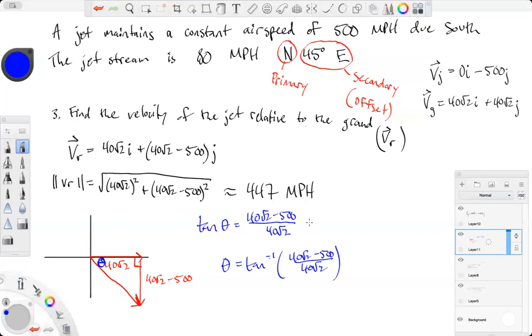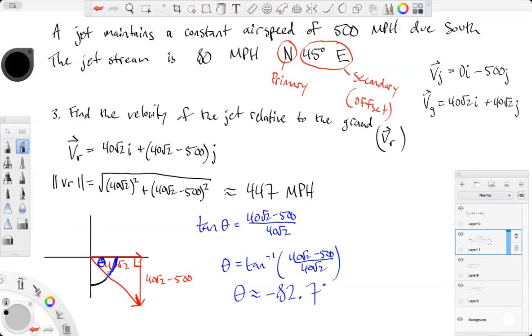And then we plug that into the calculator. We get that theta is approximately equal to negative 82.7 degrees. It makes sense that it's negative because we're in quadrant 4. Now we want to know how to interpret this. If this angle right here is 82.7 degrees, or negative 82.7 because it's being subtracted from 360, that means that the primary direction of travel is actually this angle right here.